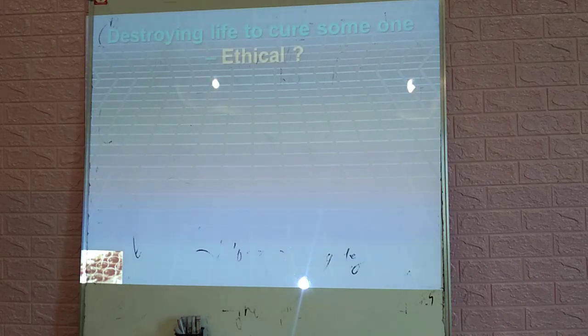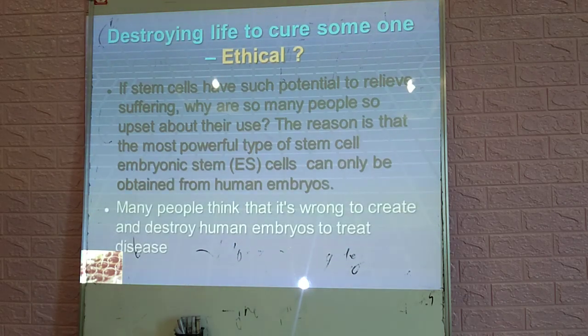Okay? So, guys, is destroying life to cure one said to be ethical or not? If stem cells have such potential to relieve suffering, why are so many people so upset about their use? The reason is that the most powerful type of stem cell, embryonic stem cells, can only be obtained from human embryos. And many people think that it's wrong to create and destroy human embryos to treat disease.